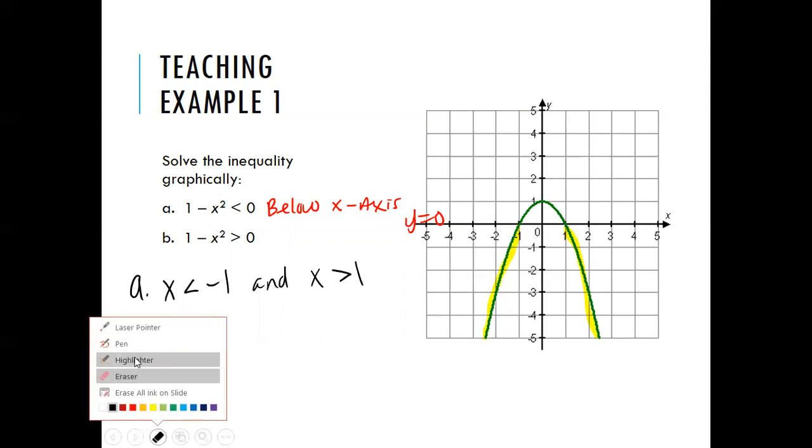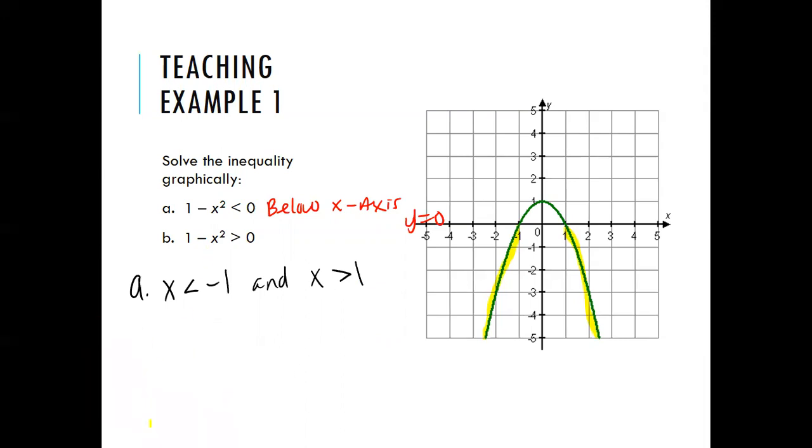All right, so now it says, when is 1 minus x squared greater than 0? So if I'm greater than 0, that means I'm looking for when it's above the x-axis. Okay, right, Darren? When we're above the x-axis, we're looking for when it's greater than 0.